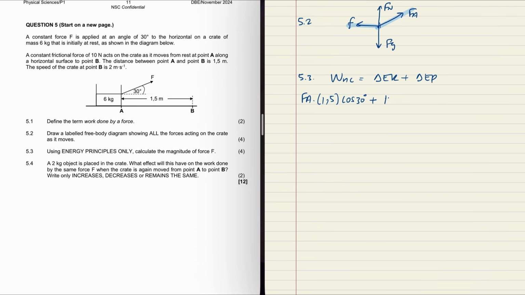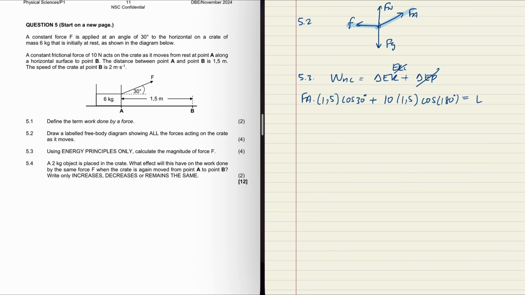They tell us the friction force is 10 multiplied by delta x, 1.5, and then cos of the angle. Friction is 180 degrees away from the displacement, so it's going to be cos 180. And that's going to equal delta EK. Since it's starting off at rest, the EK initial is going to be 0. Also, there's no change in the height, so the change in EP is 0. So there's only EK final.